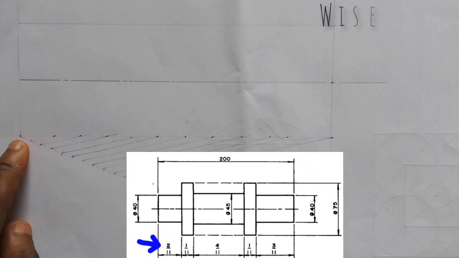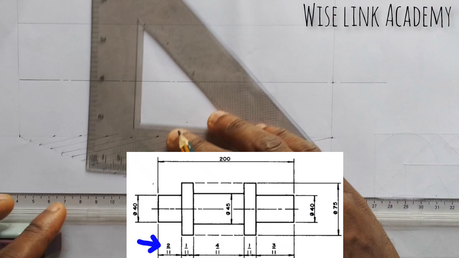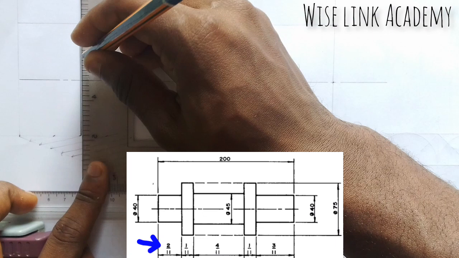So I'm counting this 0, 1, 2. At this point, 2, I will draw a vertical line. I'm taking my T-square, this way, my set square. So this is my point 2. Vertical line upward. Right? I'm at point 2. As you can see, vertical line upward.